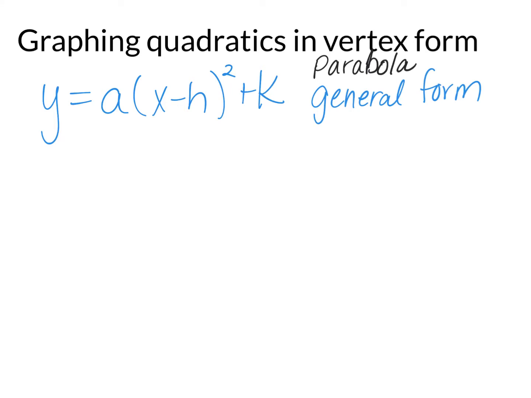So today we are going to graph quadratics in vertex form. The graph of a quadratic is called a parabola. Okay, so that's the word parabola. And the general form looks a lot like our absolute value general form, y equals a times the quantity of x minus h squared plus k. This is our general form. It's going to be the general form of every equation.